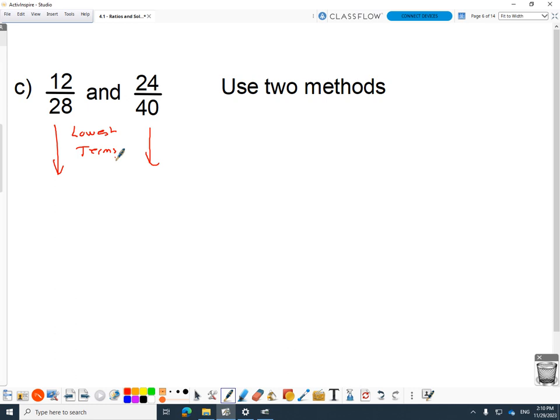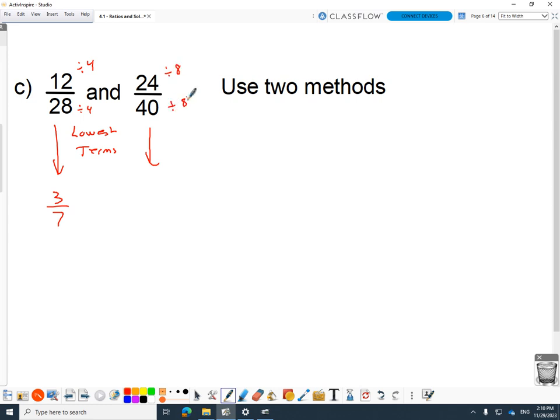So this one, I'm going to divide by 4, top and bottom, and I get 3/7. Next one, 24 over 40. So I go to my table and I try and find a column that has both 24 and 40. I found it in the 8 column. So I'm going to divide both these by 8. And your multiplication table gives you the answer.